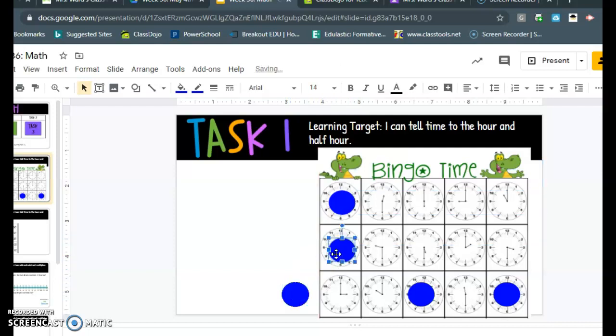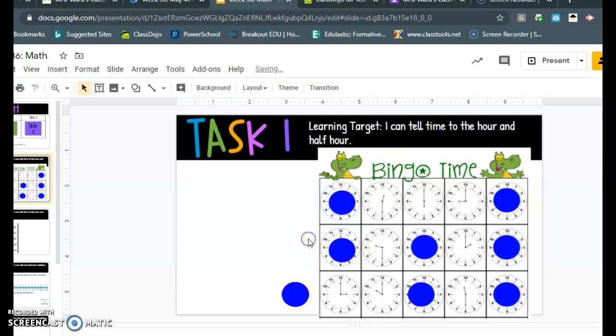Our next time was 4 o'clock, so you should have put a chip right here. Our next one was 5:30. That one went right here. Then we had 11 o'clock. Does your card look like mine? And then we had 3:30. And that should have given us our bingo.